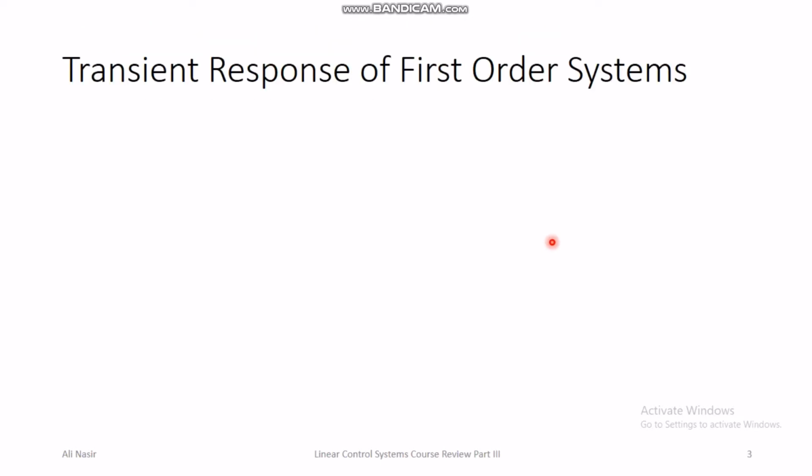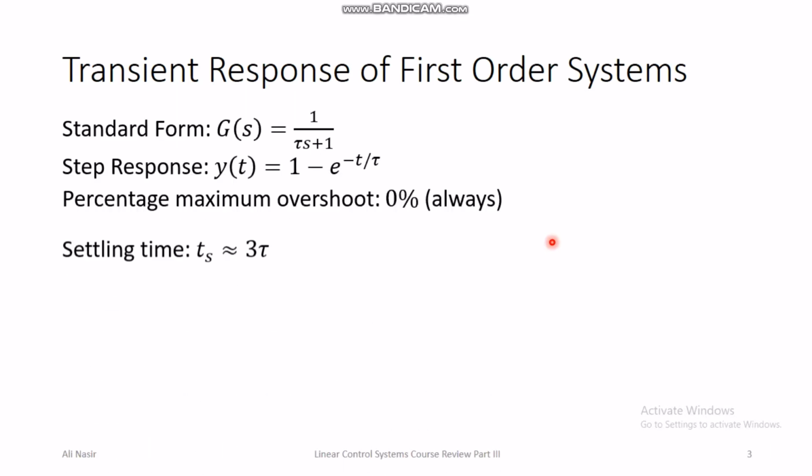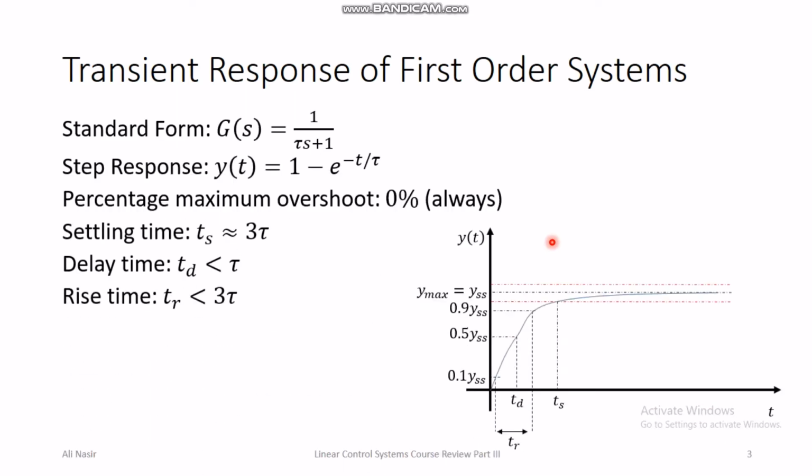Then we looked at the transient response of a first order system. Very important: a first order system never incurs overshoot, and you can see that the slope at the beginning of the step response is not close to zero, it's just a normal non-zero slope. Settling time for a first order system is 3 times the time constant, delay time is about 0.7 times the time constant, and rise time is about 2.2 or 2.3 times the time constant.